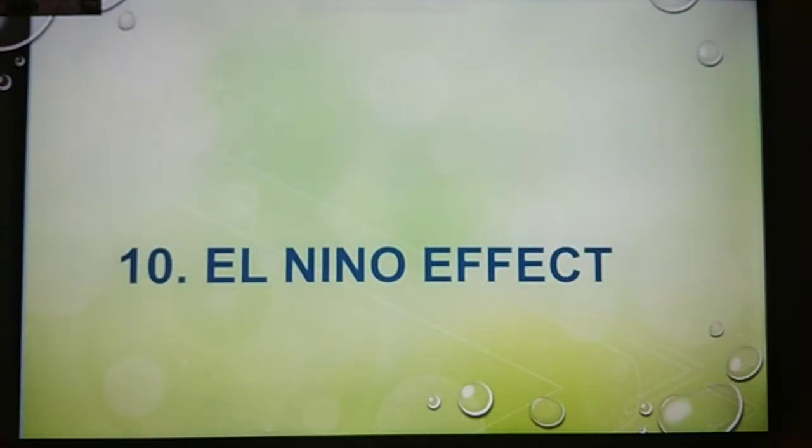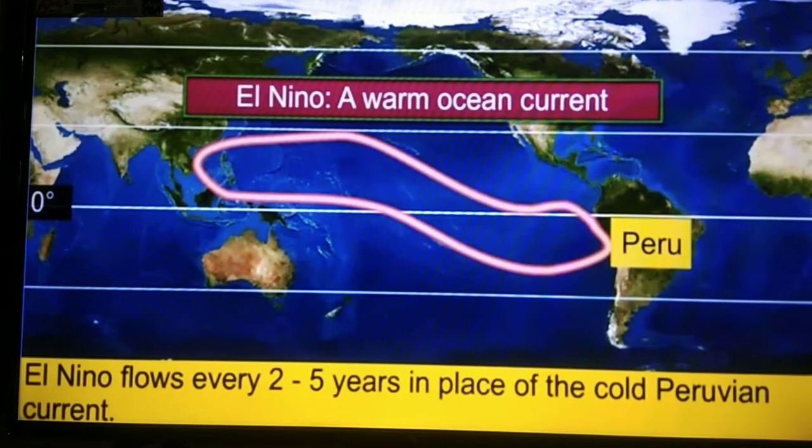Now, the last factor which is deciding the climate of India is the El Nino effect. Actually, El Nino is a warm ocean current which sometimes appears off the coast of Peru in South America during the month of December. These warm currents flow every 2 to 5 years in the place of the cold Peruvian current, and it increases the surface temperature of the sea, and affects the movement of the wind in the Indian Ocean and causes weak, drought-like situations in the Indian subcontinent.